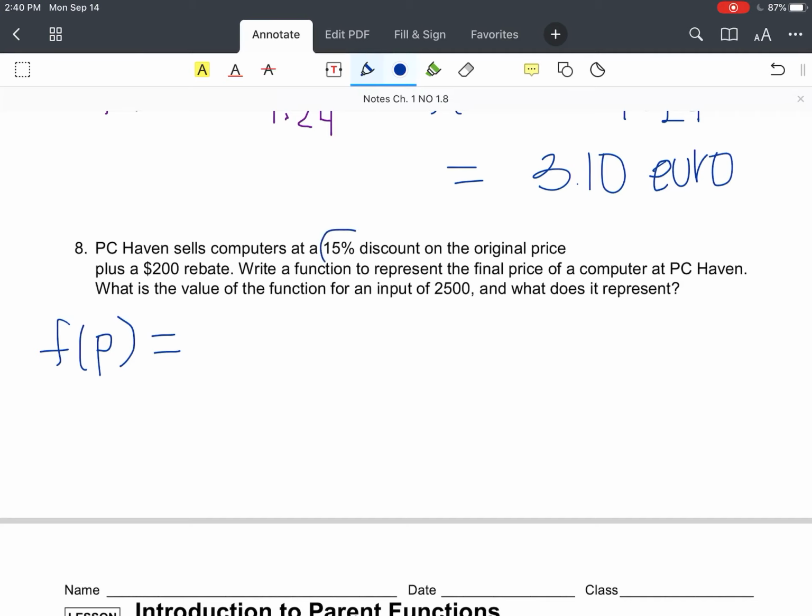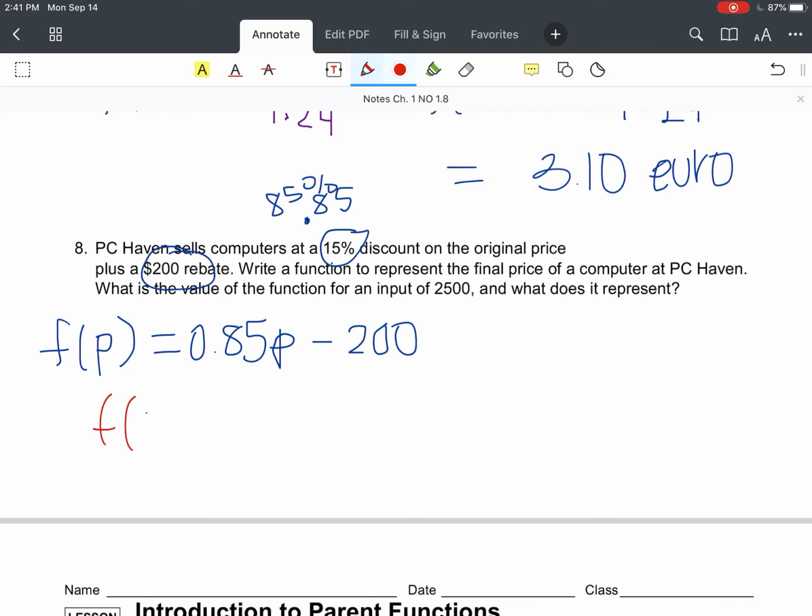When you are selling something at a 15% discount, you have to think to yourself, how much are you actually paying? Well, if you're getting a 15% discount, you're actually paying 85% of the total. Well, 85% of the total is 0.85. So it is going to be 0.85 of whatever the original price was, P. So that'll tell you what the 15% discount is. But then you're also getting a $200 rebate, meaning you don't have to pay $200. So you can subtract that off your total price. So this will be your final equation, function. The first part, 0.85 times P, is what 85% of it costs after the 15% discount, minus 200 is that $200 rebate you get.